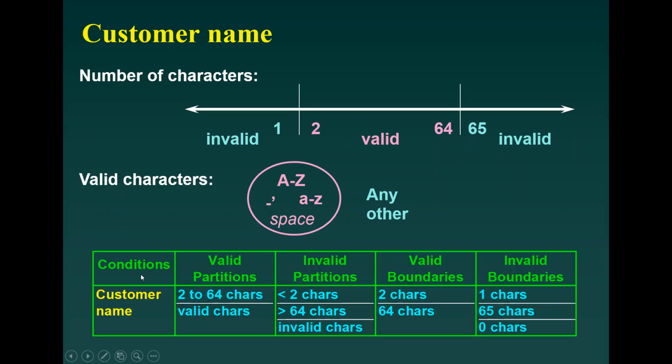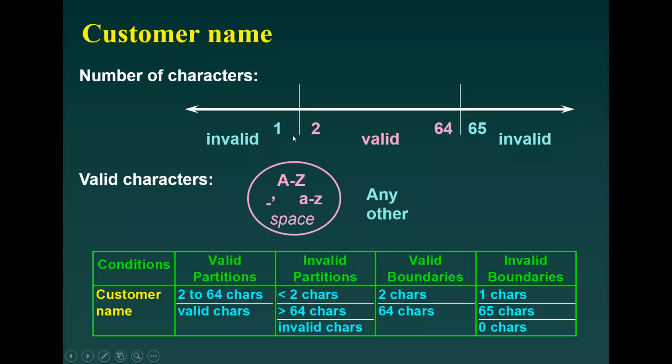Here you can see the conditions defined. 2 to 64 characters is the valid partition. Invalid is less than 2 and greater than 64 characters. These are invalid characters, the invalid set of characters which we are trying to enter.